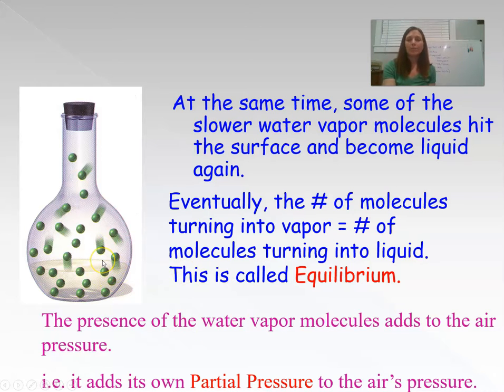When this number becomes equal, we have equal numbers leaving as falling back down. We call that equilibrium. This is a special time, a special circumstance of evaporation where we have equal amounts of evaporation and condensation happening at the same time. And so we say that the solution is in a dynamic equilibrium.